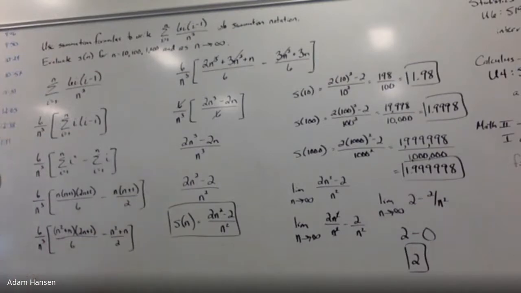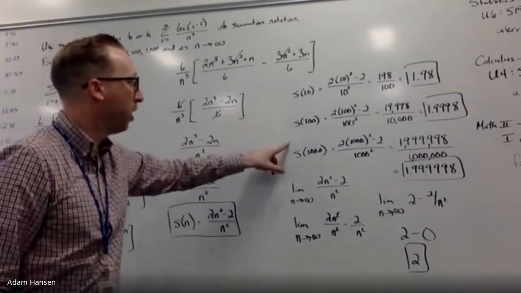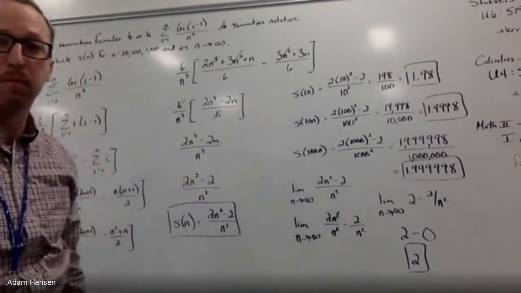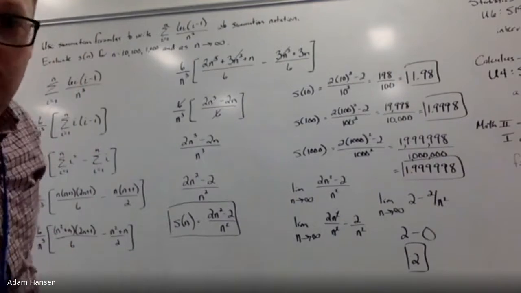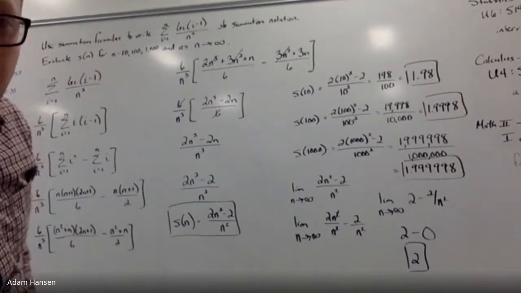Some good work at remembering limits, as well as evaluating sigma notation using summation formulas for different upper bound values, and seeing how these sums behave as n varied from 10, 100, 1,000, and eventually going to infinity. We'll call that there and start working on Riemann sums starting next time.